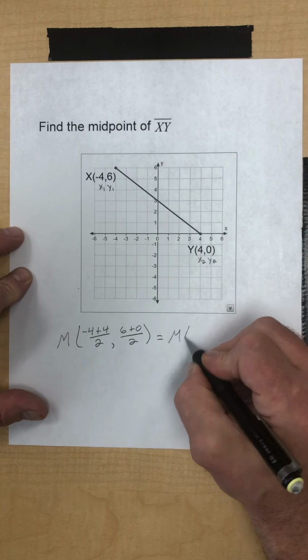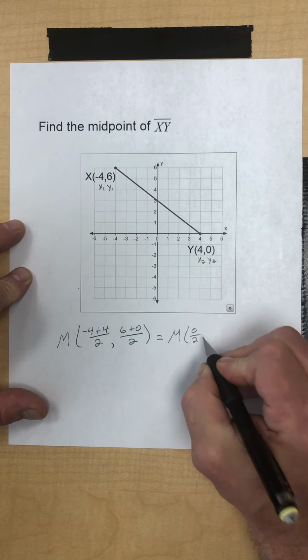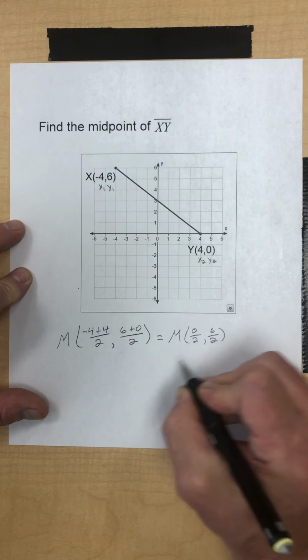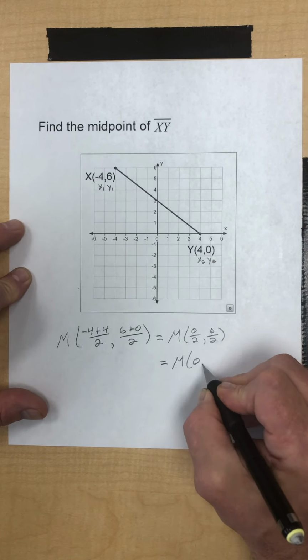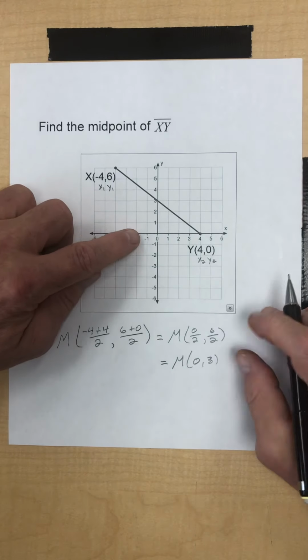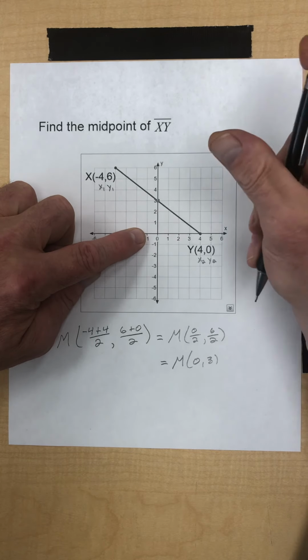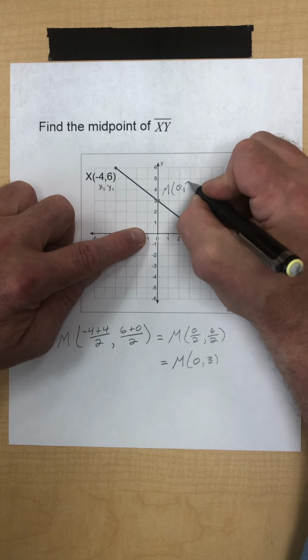That's it. So let's see, -4 plus 4 is 0, so that's 0 divided by 2. And 6 plus 0 is 6, so that's 6 divided by 2. And then I can simplify once more. 0 divided by 2 is 0, and 6 divided by 2 is 3. So it looks like the midpoint is at 0, 3. Well, 0, 3 would be right here. Okay, and it certainly looks like that's our midpoint at 0, 3.